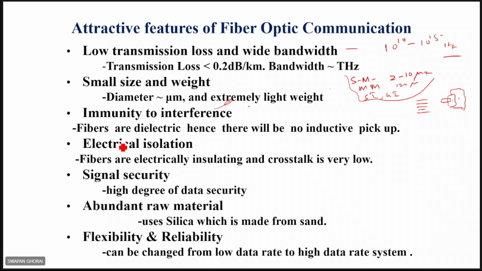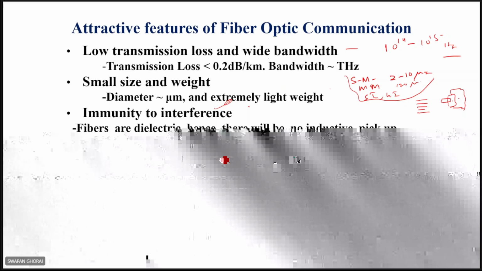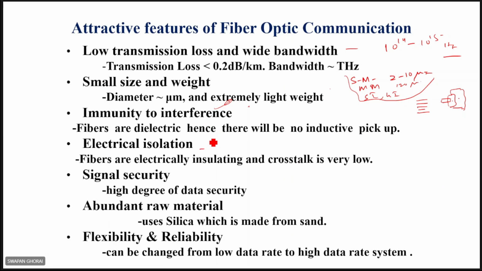And also, because of the similar nature, dielectric fibers are electrically insulated. There is no electrical signal here, so there'll be no electrical crosstalk. So high electrical isolation is there. I mean, from one fiber to another fiber, no such signal will be there. Crosstalk will be almost absent because of its high electrical isolation, that is, because of the dielectric nature of optical fibers.